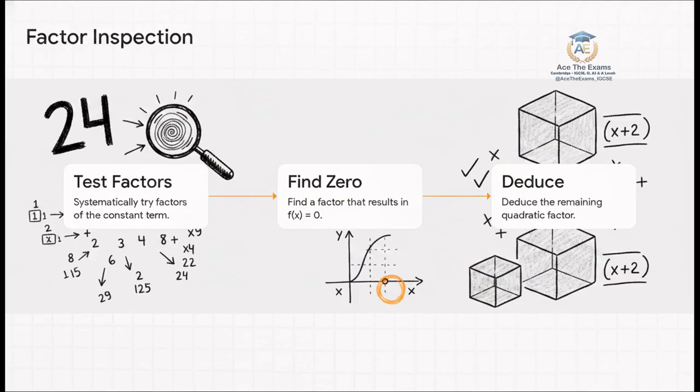Evidence: test f of 1, f of negative 1, etc. Explanation: show the substitution that equals exactly 0. Link: state, therefore x minus a is a factor. And time's up. If you can structure your thoughts like that under pressure, you are practically invincible.